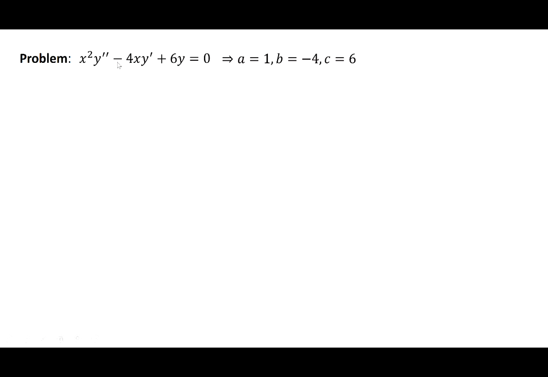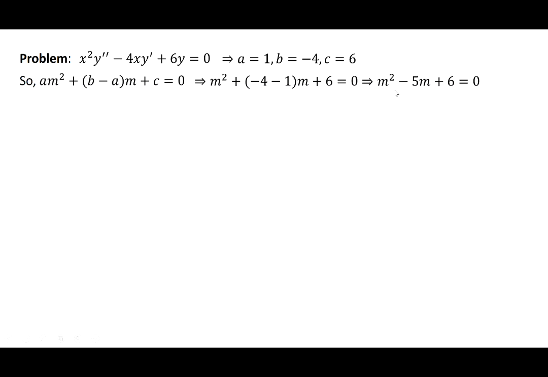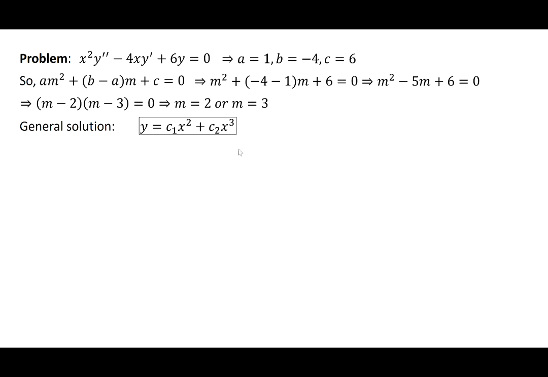Would you agree a equals 1, b equals -4, and c equals 6? Do you remember the form of the characteristic equation? a m squared plus (b minus a) times m plus c is equal to 0. So I apply that. I plug in the numbers a, b, c and get the quadratic equation (m minus 2) times (m minus 3). So the roots are m equals 2 and m equals 3. So the two solutions are x squared and x cubed, and the general solution is c1 x squared plus c2 x cubed. Done.